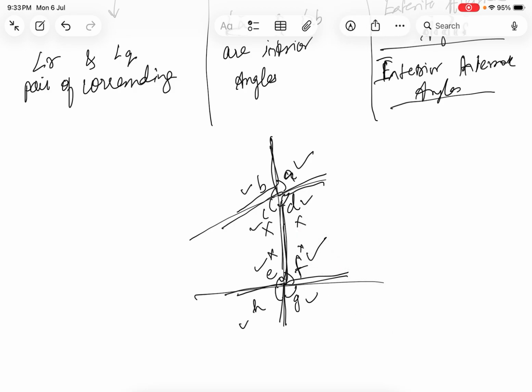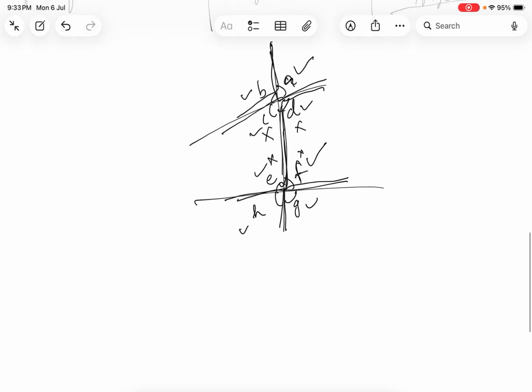So in your textbook you have some problem sets. Try to solve those sets, understand the concept and strengthen your concept.